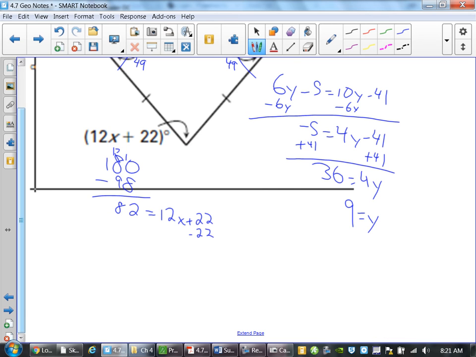Subtract the 22. You divide it out, you get what?